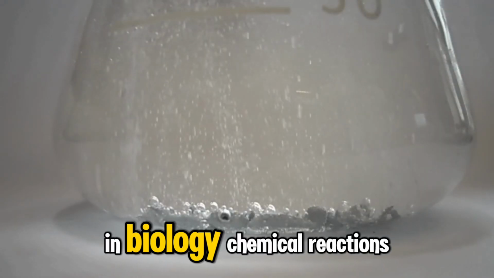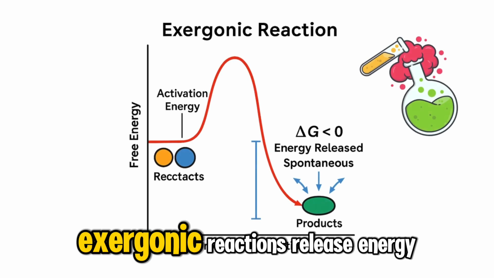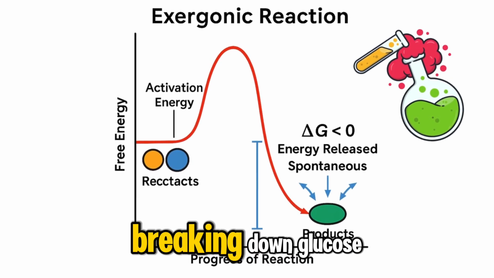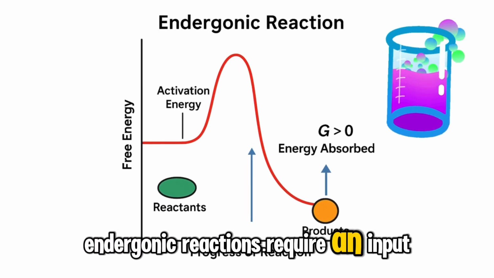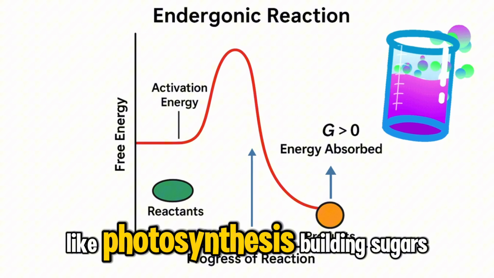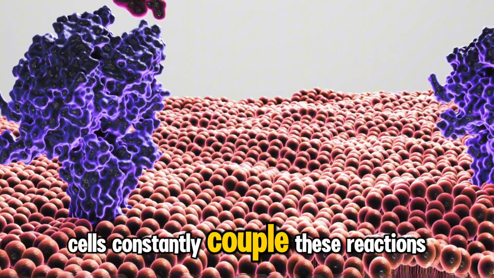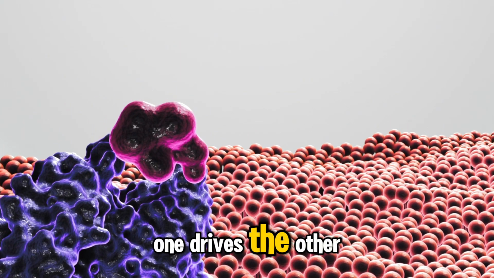In biology, chemical reactions can be grouped by how they handle energy. Exergonic reactions release energy, like cellular respiration breaking down glucose. Endergonic reactions require an input of energy, like photosynthesis building sugars. Cells constantly couple these reactions so that energy released from one drives the other.